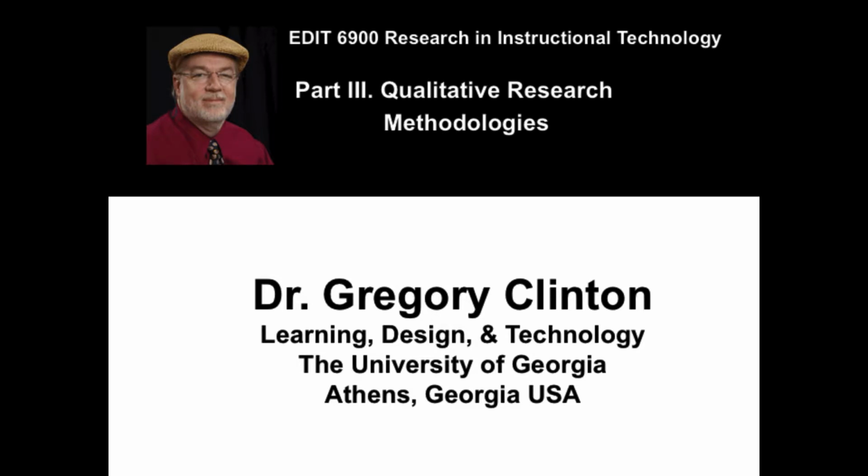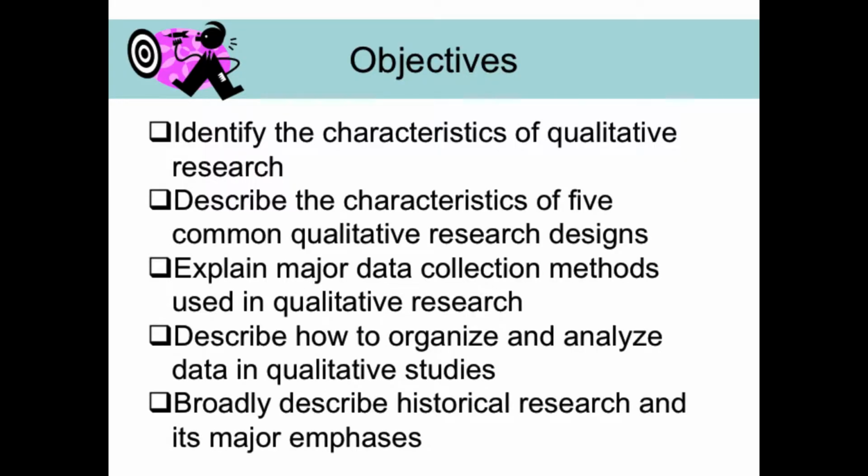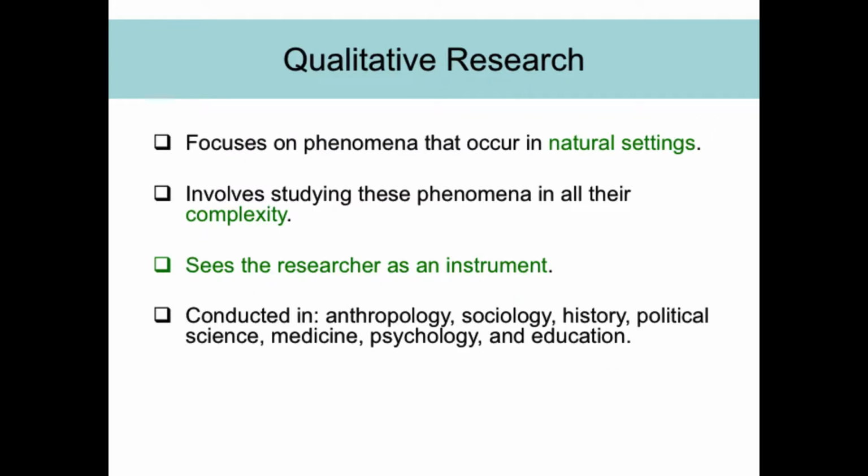In this presentation I'm going to speak with you about qualitative research and historical research. The objectives of this presentation are for you to be able to identify the characteristics of qualitative research, to describe the characteristics of 5 common qualitative research designs, to explain major data collection methods used in qualitative research, to describe how to organize and analyze data in qualitative studies, and finally for you to broadly describe historical research and its major emphases.